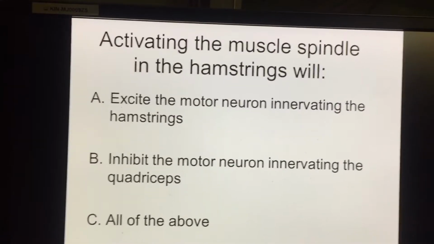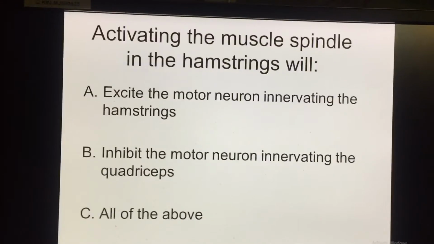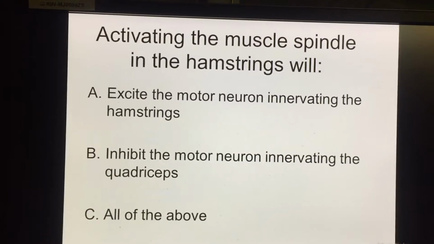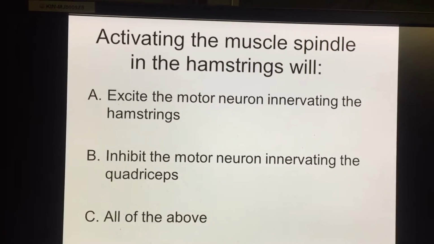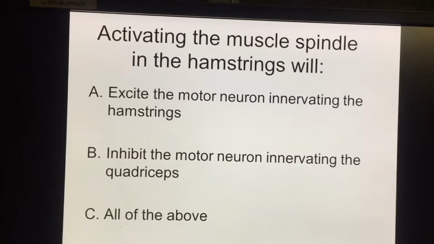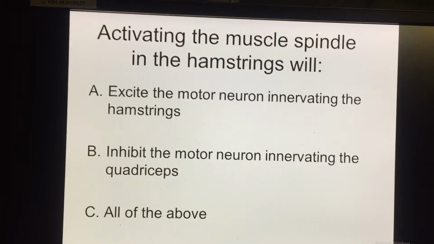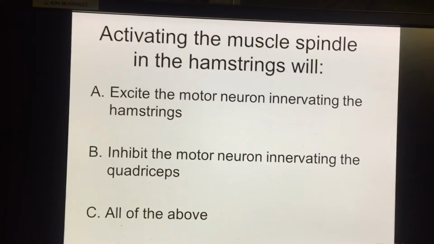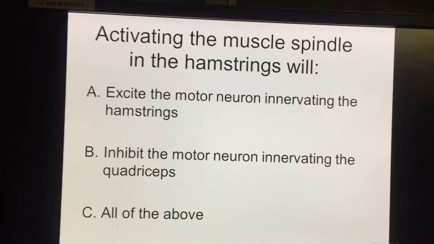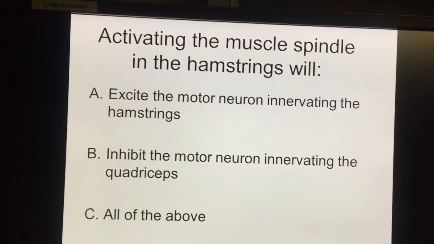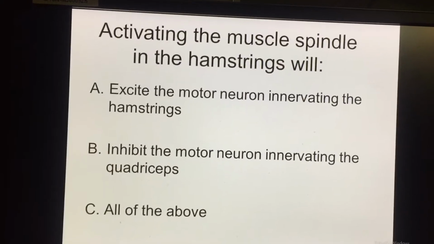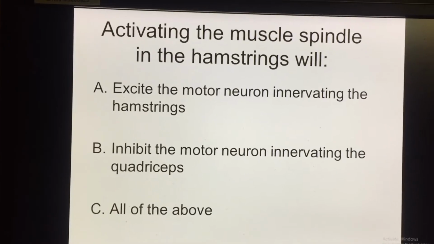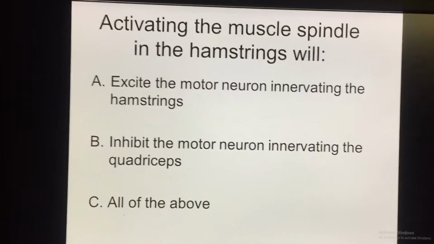Activating the muscle spindle in the hamstrings will excite the motor neuron innervating the hamstrings, inhibit the motor neuron innervating the quadriceps, or all of the above. The answer here is all of the above. So the important thing to note here is that activating the muscle spindle will not only have an effect on the motor neuron innervating that muscle, but it will also inhibit the motor neuron innervating the antagonistic muscle, in this case the quadriceps.